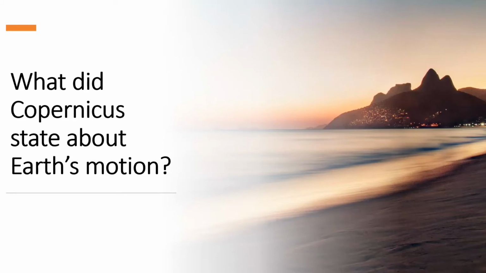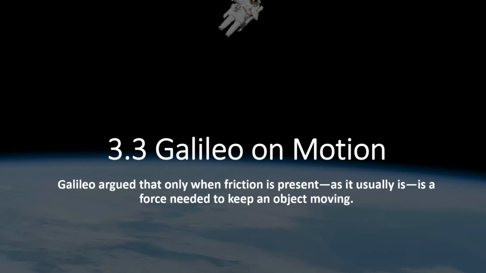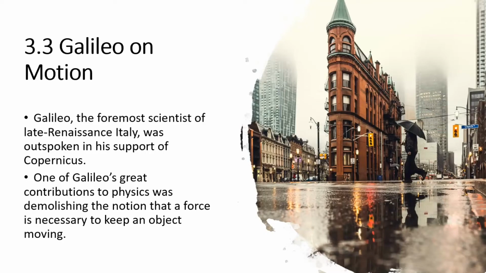All right, and so what did Copernicus state about Earth's motion? He stated that Earth was orbiting the sun. So Galileo also argued something very important about friction and about motion. Galileo argued that only when friction is present, as it usually is, is a force needed to keep an object moving. And we'll talk about his experiment in just a minute.